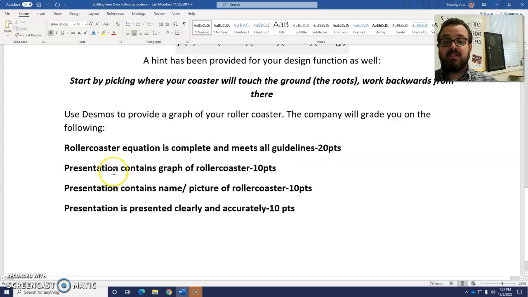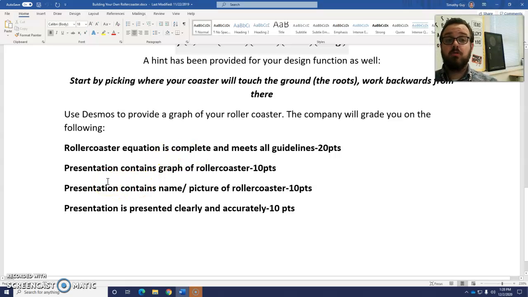You need to have a presentation that contains the graph of your roller coaster. So you're going to be basically making me a Google slide you're going to share with me, and I need to see that graph. I'll show you in a second what my graph would look like in terms of what you do. Your presentation also needs to have a creative element to it.